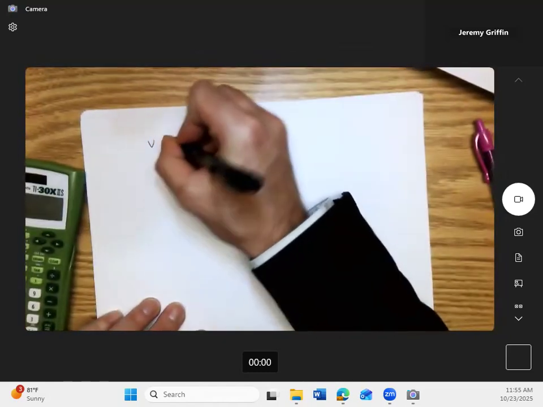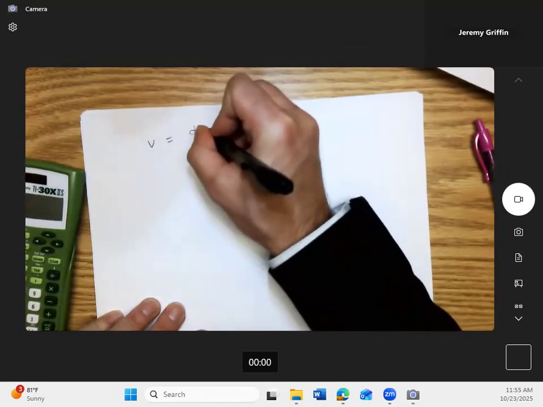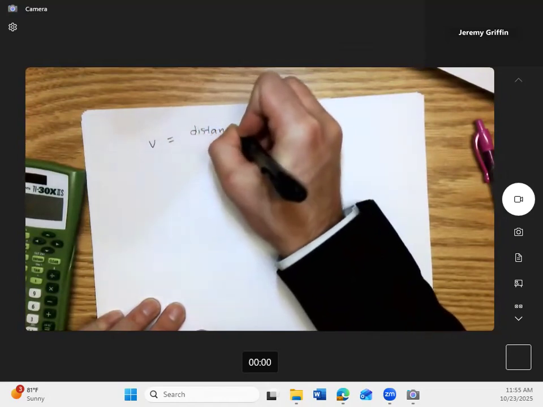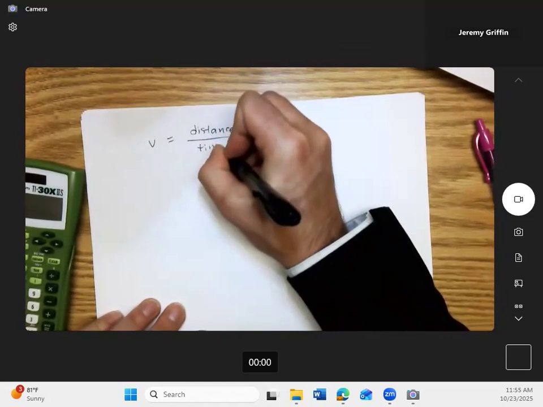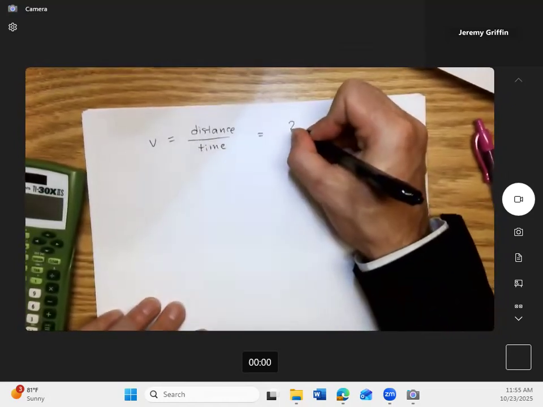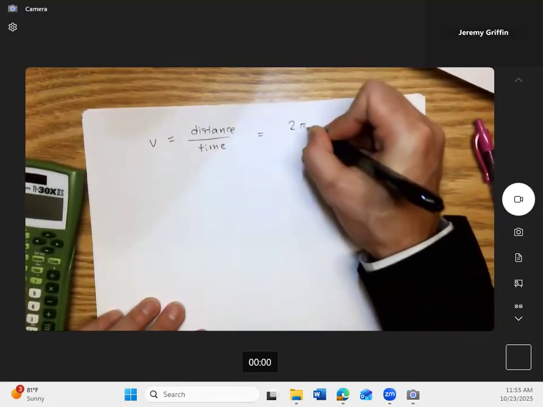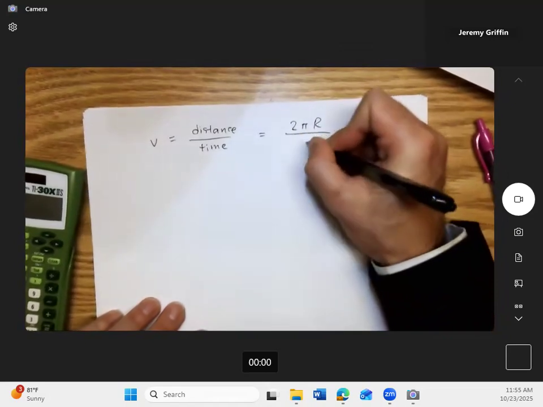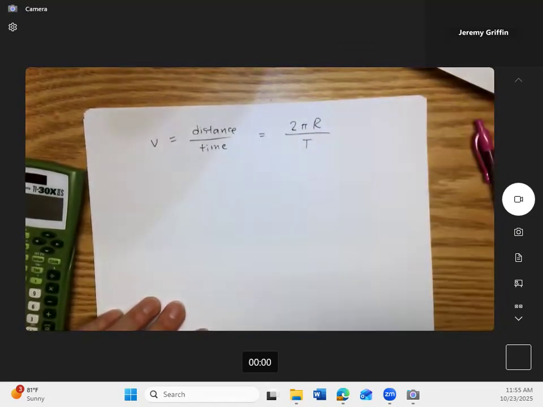Let's see. Is speed distance compared to time? Right. And the distance around a circle is what? 2 pi r. And then here's time period. Okay, something like that.